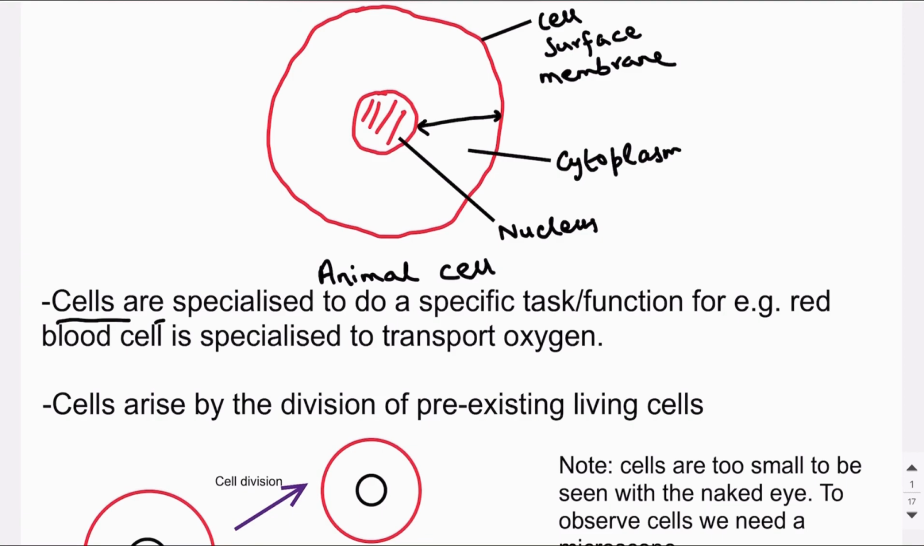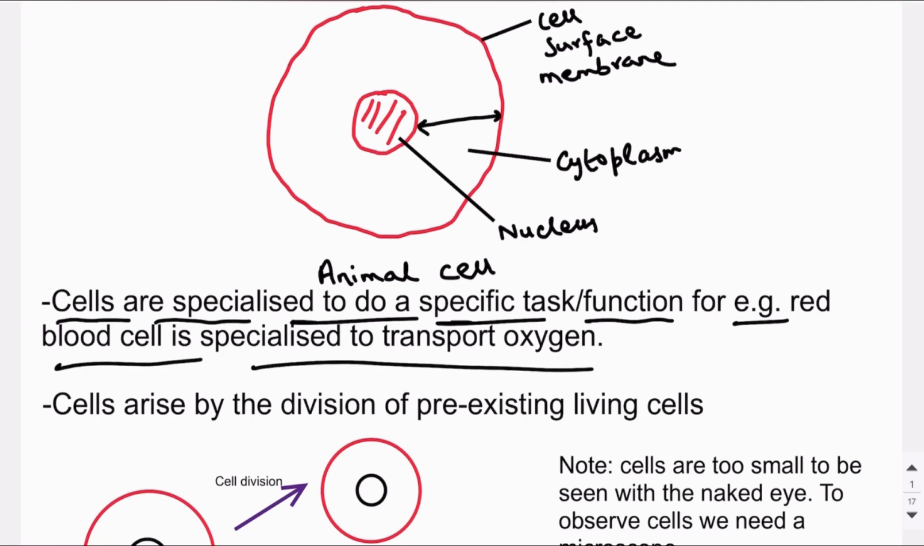Cells are specialized to do a specific task or function. For example, the red blood cell is specialized to transport oxygen. So guys, you need to know that cells are mostly specialized. What is meant by specialization? Cells acquire or adapt to a particular structure. They change their structure so that the structure is according to the function. The change in structure makes them suitable to carry out the function.